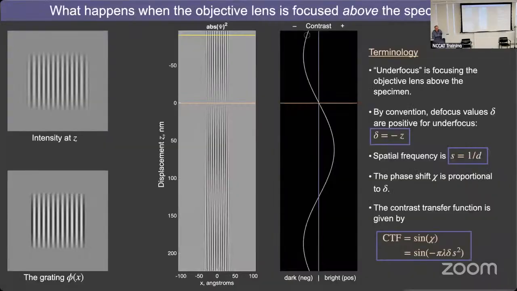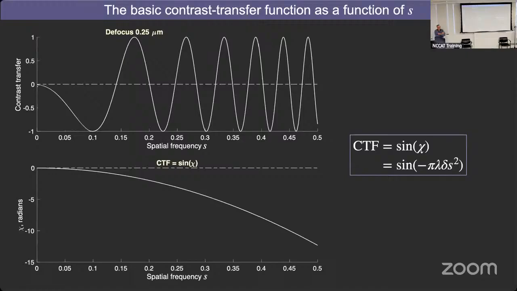Now, this is what the contrast looks like as a function of the amount of defocus. I can keep saying defocus, but the other way we can look at it is to ask what the contrast looks like as a function of the grating spacing, the spatial frequency. And that's what this is.